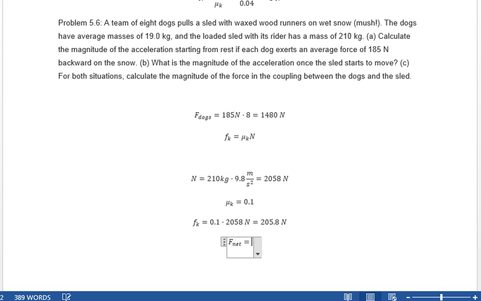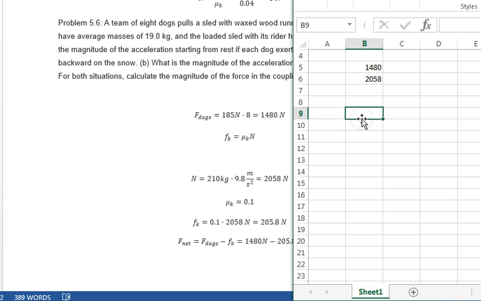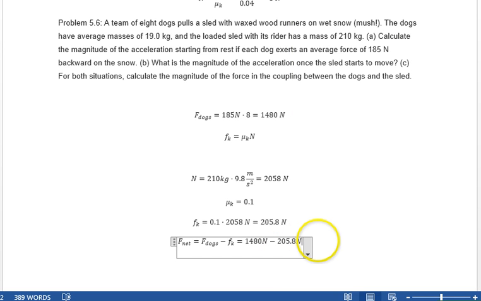What's the net force then exerted on everything? The net force is the force of the dogs minus the frictional force. So 1480 newtons minus 205.8 newtons, which comes down to 1274 newtons. That's the total net force.